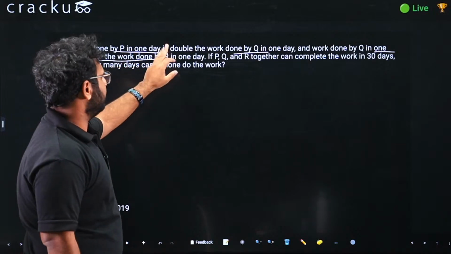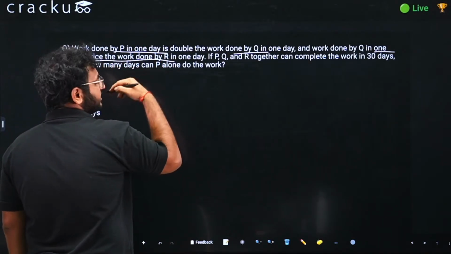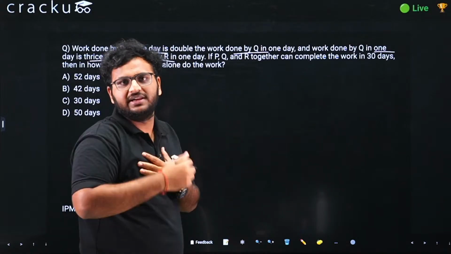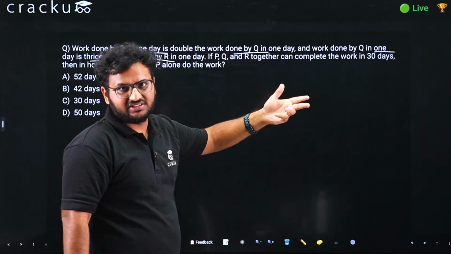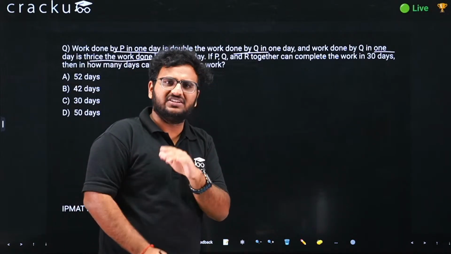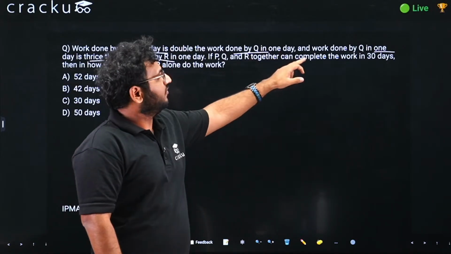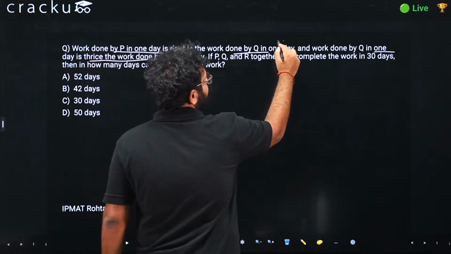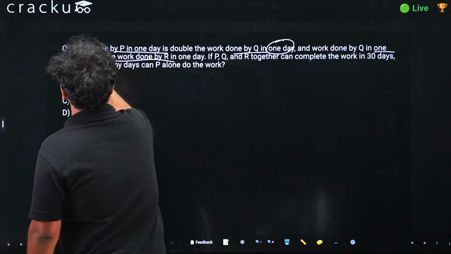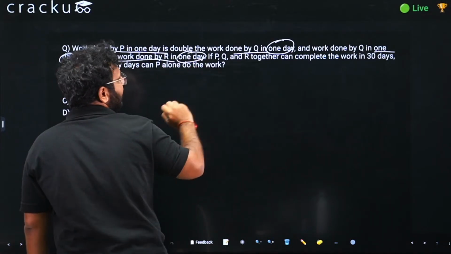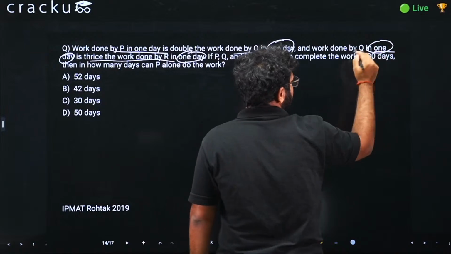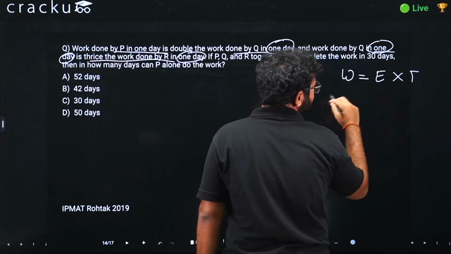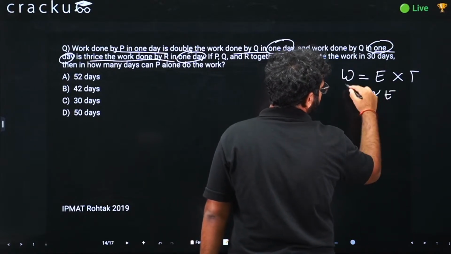Work done by P in one day is double the work done by Q. So if I am doing more work than him, then of course my efficiency would be more than him. How much more? Double the efficiency, because work is directly proportional to efficiency when time is constant. And work done by Q is thrice the work done by R. Everywhere it is one day, so you can clearly see that the time is constant. So we know work is equal to efficiency into time, and if time is constant, we can say work is directly proportional to efficiency.